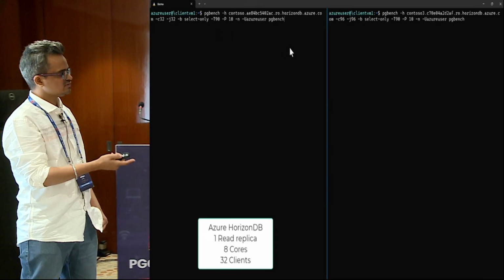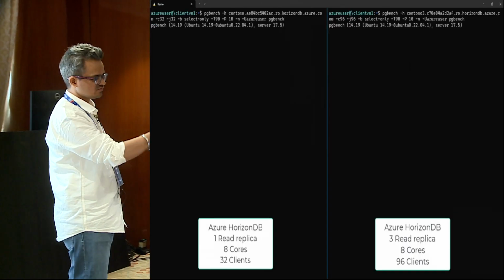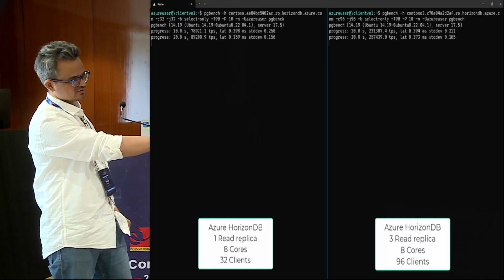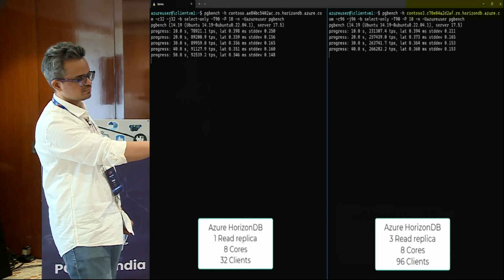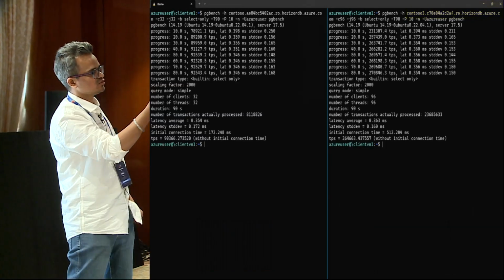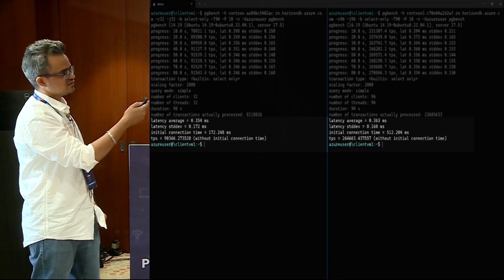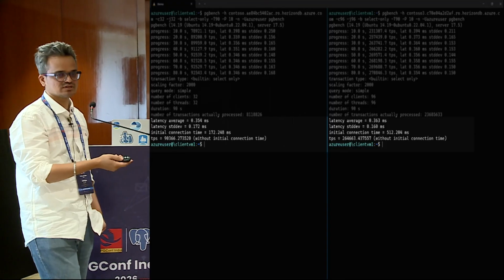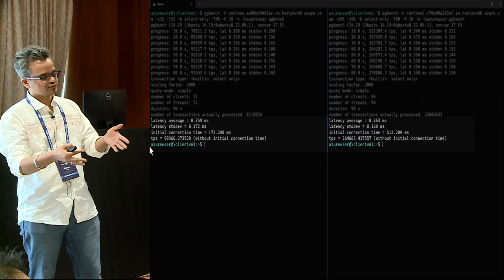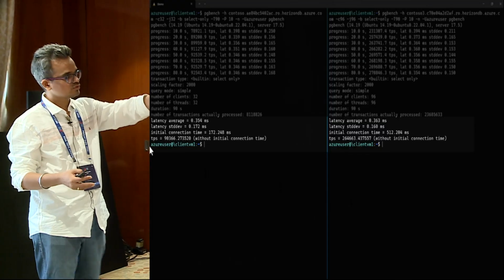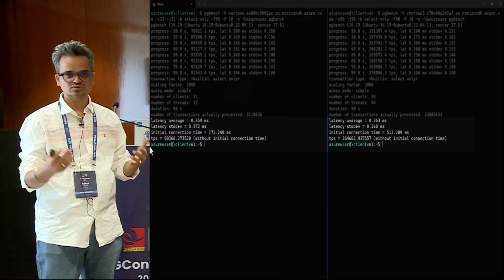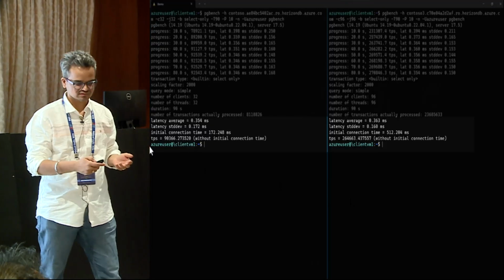We are using pgbench, and as we allocated, on the left hand side we have 1 read replica, 8 vCores, and 32 clients, and on the right the same with 3 replicas but 96 clients. The transactions being processed are around 90k on the left and around 200k on the right, and you can see the read latency overall is very similar. The number of reads is higher on the right hand side than on the left, but the latency is overall the same. So the read is completely scalable.